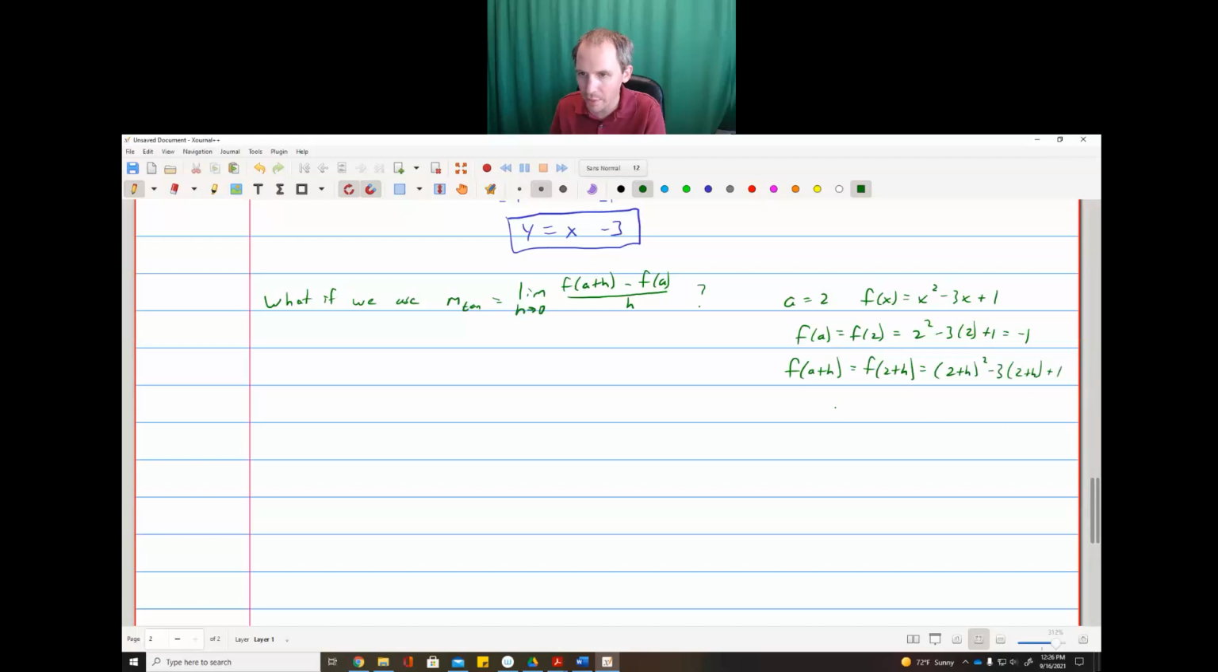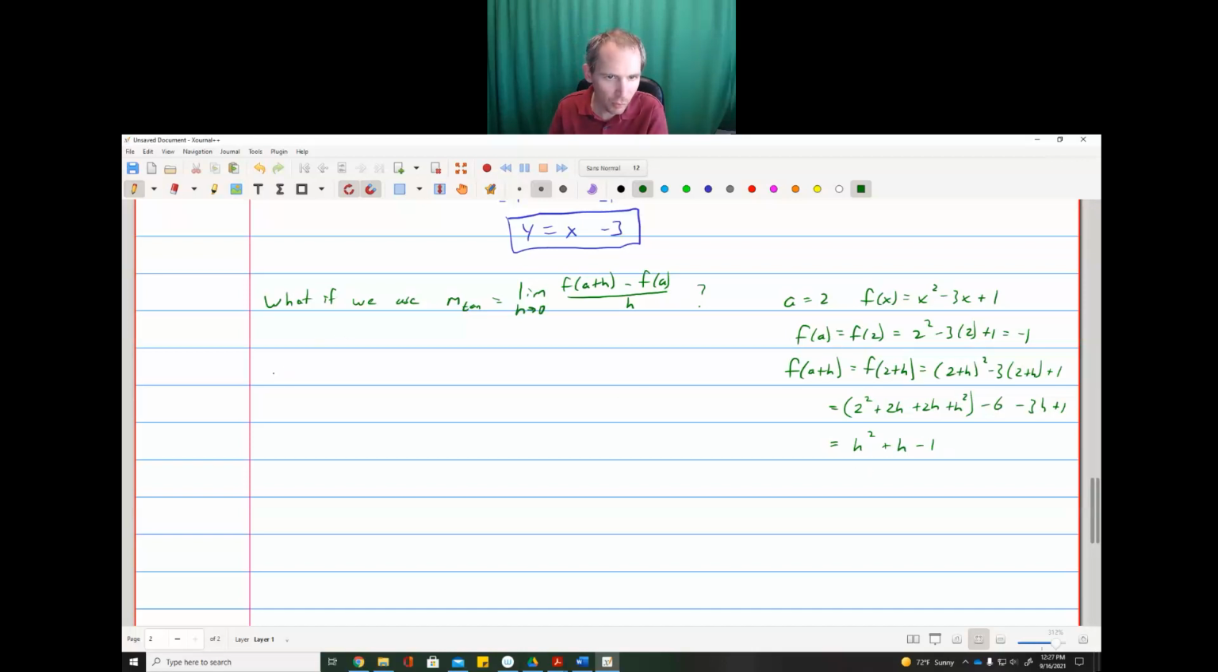Okay, so let's work that out a little bit. The (2 + h) squared I have to FOIL out. So that's going to be 2 squared plus 2h plus another 2h plus h squared. And then over here I distribute the negative 3. Okay. And now grouping like terms, I have h squared. I have 4h minus 3h gives me 1h. And then 2 squared is 4 minus 6 gives me a negative 2. And then plus 1 gives me a negative 1.